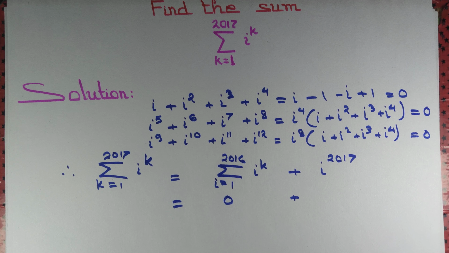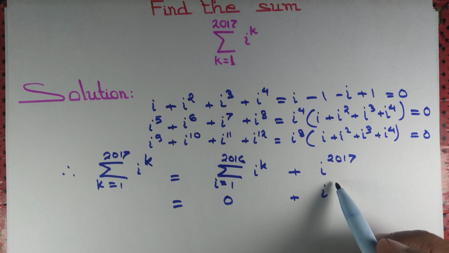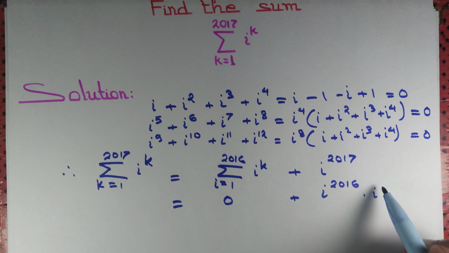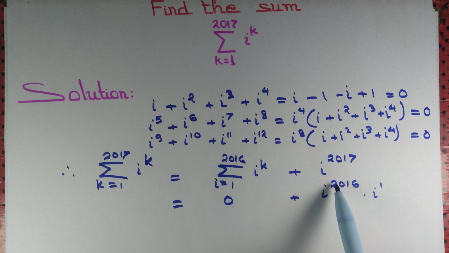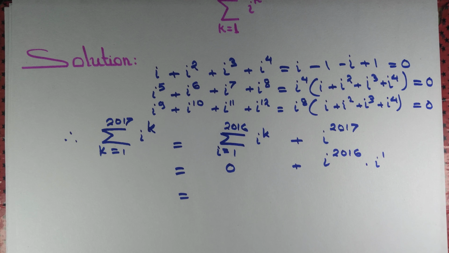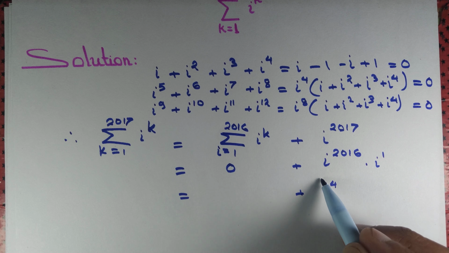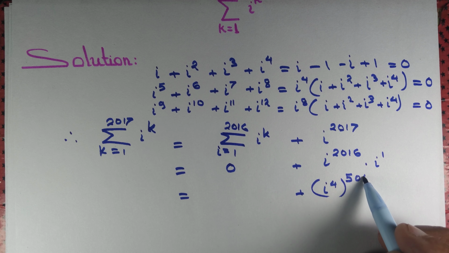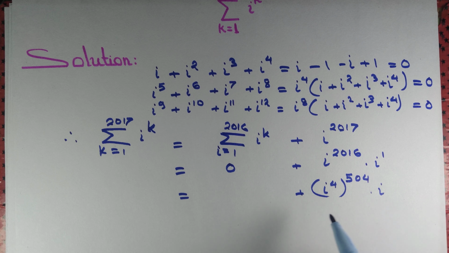What about i to the power 2017? That's equal to i to the power 2016 into i to the power 1. If the bases are the same, the powers can be added: 2016 plus 1 is 2017. Now i to the power 2016 is equal to i to the power 4, to the power 504. Now i to the power 4 is just equal to 1, and 1 times i is simply equal to i. So this is equal to i.